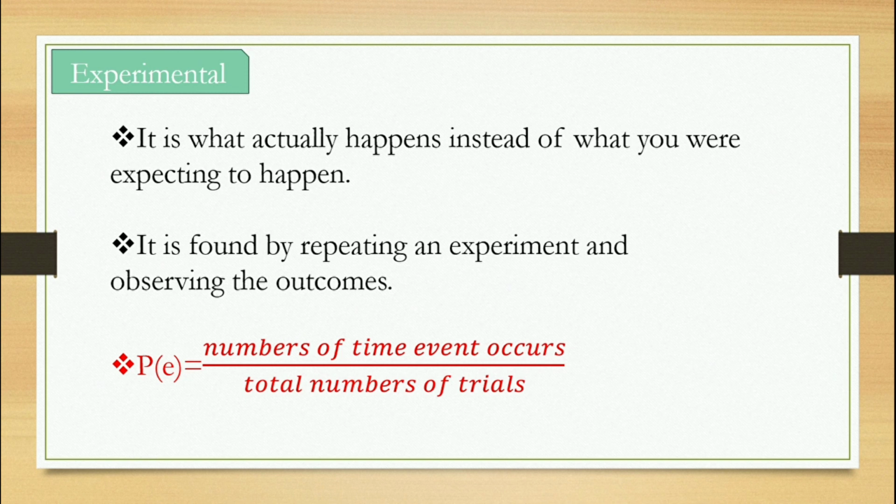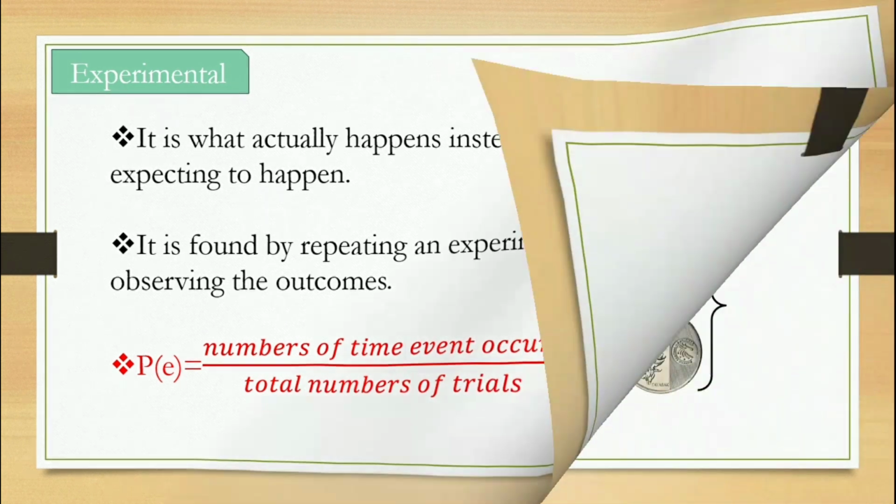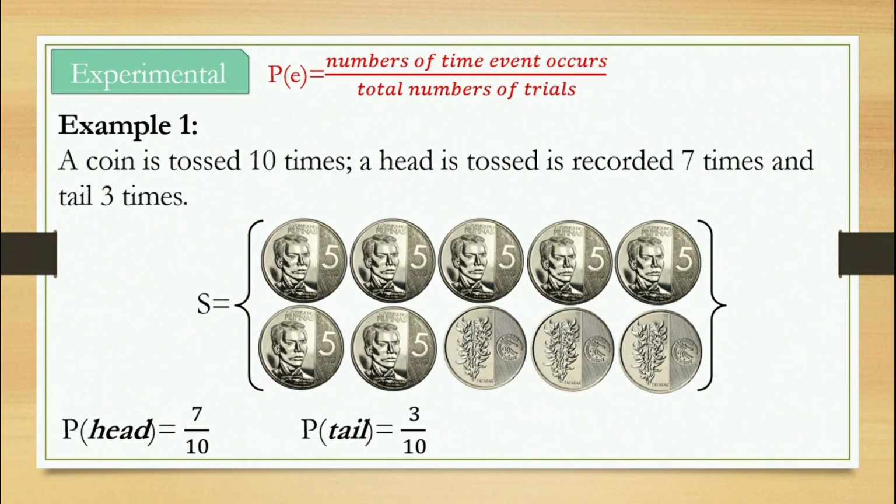I will give you examples for deeper understanding of this lesson. Example number 1: a coin is tossed 10 times, a head is recorded 7 times, and a tail 3 times. As you can see in the formula, we have the number of times the event occurs over the total number of trials. What do you think is the number of times the event occurs for the head? Yes, that's right. It is 7 times.